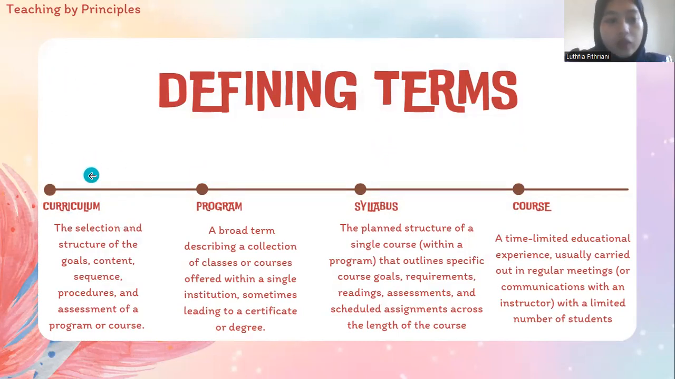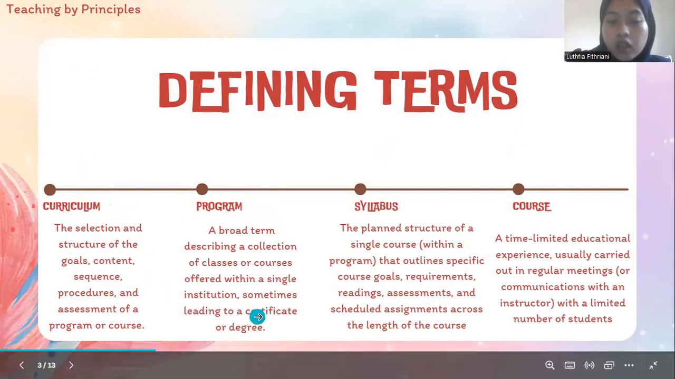Curriculum. So, curriculum is the selection and structure of the goals, content, sequence, procedures, and assessment of a program or course. Program. Program is a broad term describing a collection of classes or courses offered within a single institution, sometimes leading to a certificate or degree.